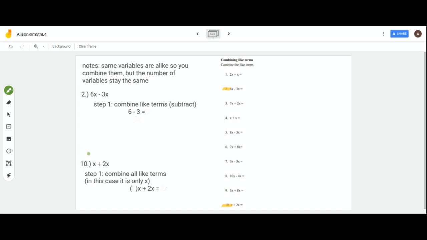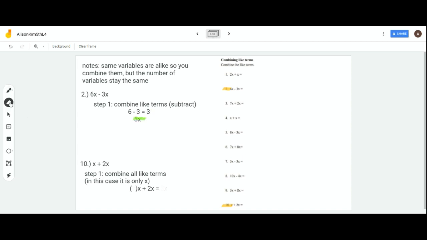So let's do number 2 together. 6x minus 3x. The one step for this is combining like terms, and in this case it's just subtraction. So 6 minus 3 equals 3. So let me erase that. 6 minus 3 equals 3 right here. And after you do that, you just plug the x back in, which is just 3x. So that's going to be your final answer for number 2.